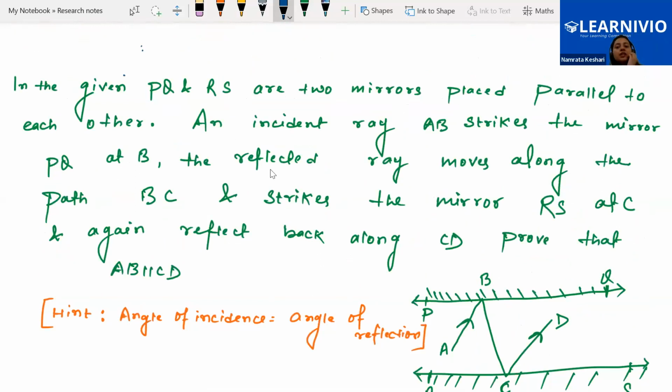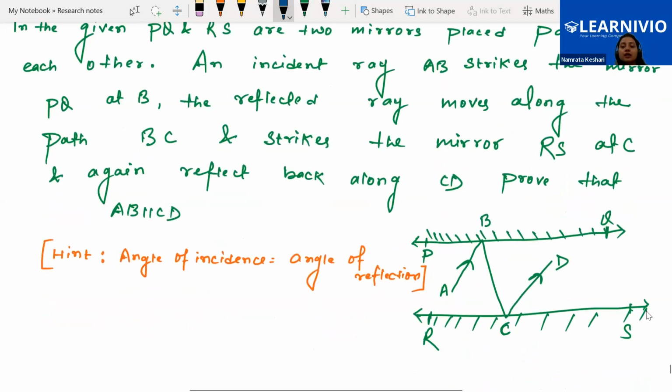Now, incident ray AB. Incident ray AB is the incident ray. This is just incident on one of the mirrors. It strikes the mirror PQ at B, and is reflected from there. See, it is getting reflected, and follows the path BC. And now BC works like an incident ray on the mirror RS.